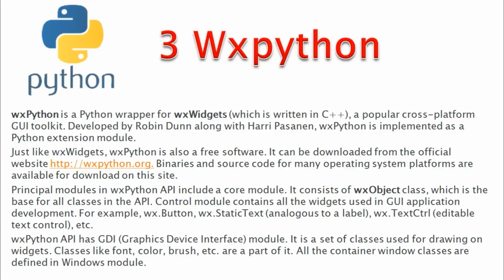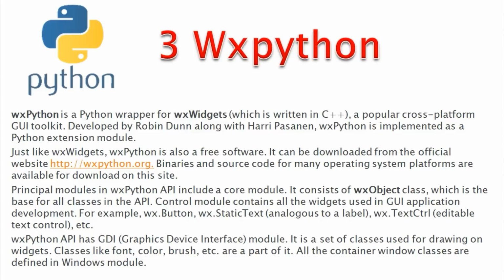wxPython is implemented as a Python extension module. Just like wxWidget, wxPython is also a free software. It can be downloaded from their official website, wxpython.org. Binaries and source code for many operating system platforms are available for download on this site. Principal modules in wxPython API includes a core module. It consists of wxWidget class, which is the base for all classes in the API.